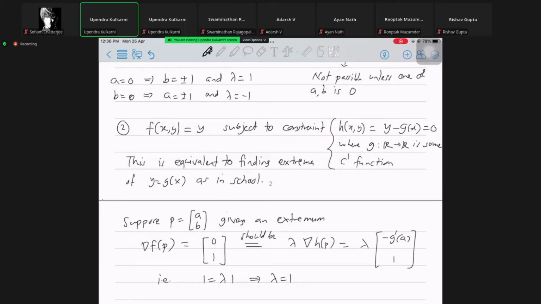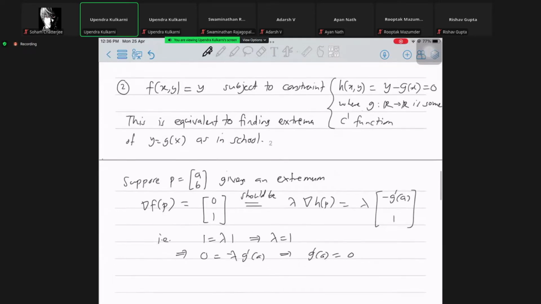And therefore this gives me that 0 equals lambda times minus g prime of a. So that gives me that g prime of a is equal to 0. Of course, any new thing that I say should be consistent with things that we already know, right? So this checks with what we have, as expected. Very good.